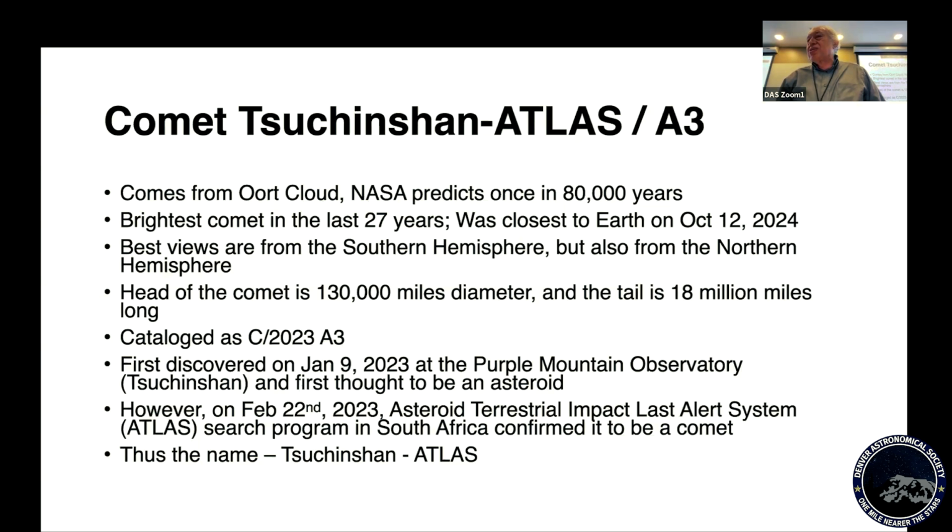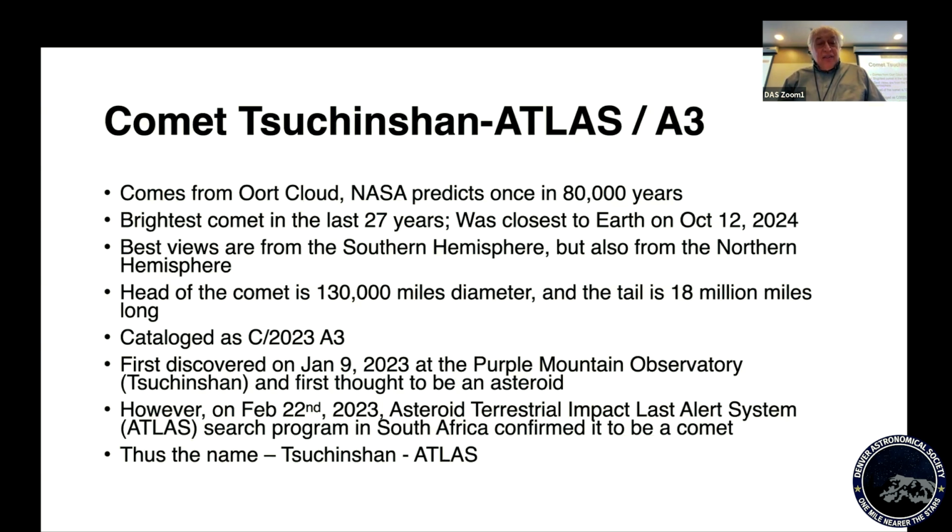The Southern Hemisphere was the best place to observe it, but lots of people in the Northern Hemisphere, luckily for us, observed it as well. The head of the comet was about 130,000 miles, which is about 15 times the size of Earth. So it's quite huge, and the tail was about 18 million miles. It was first discovered by the Chinese Purple Mountain Observatory, called Tsuchinshan, but it was thought at that time to be an asteroid.